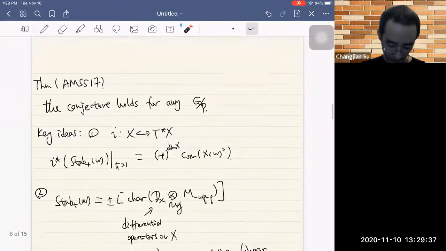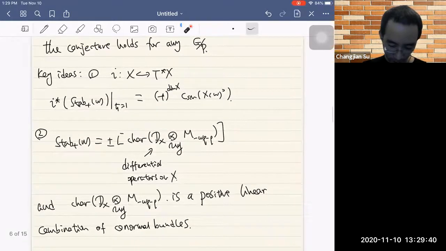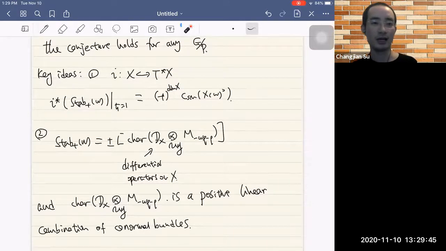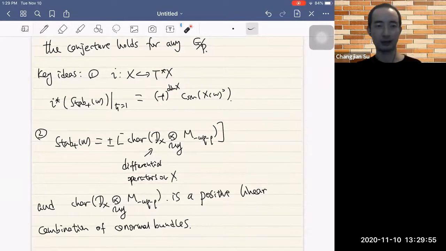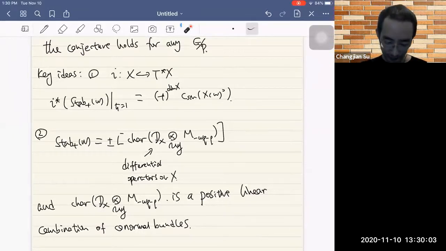And the other ingredient is the following. These stable bases are just some linear combinations of these conormal bundles. And in symplectic geometry, another way to see these Lagrangian subvarieties is as follows. If you have some D modules, you can consider their characteristic cycles, so then we can also get linear combinations of these conormal subspaces. So this stable basis is just the same as the characteristic cycle of some D module on the flag variety.